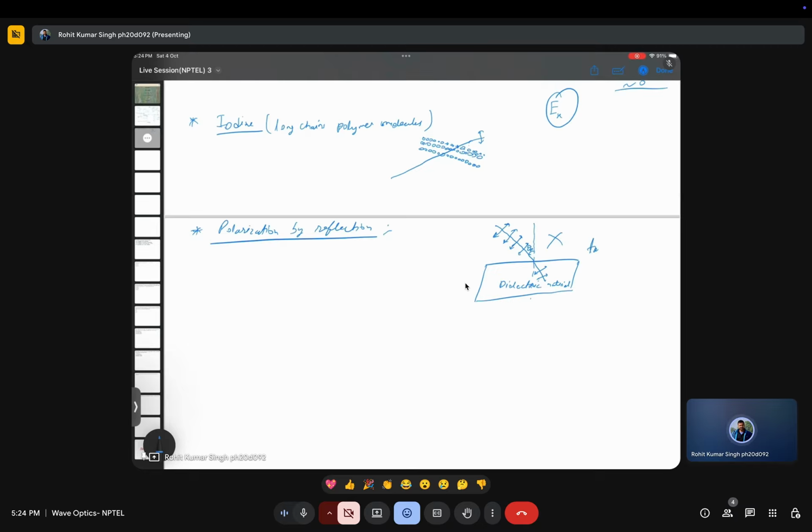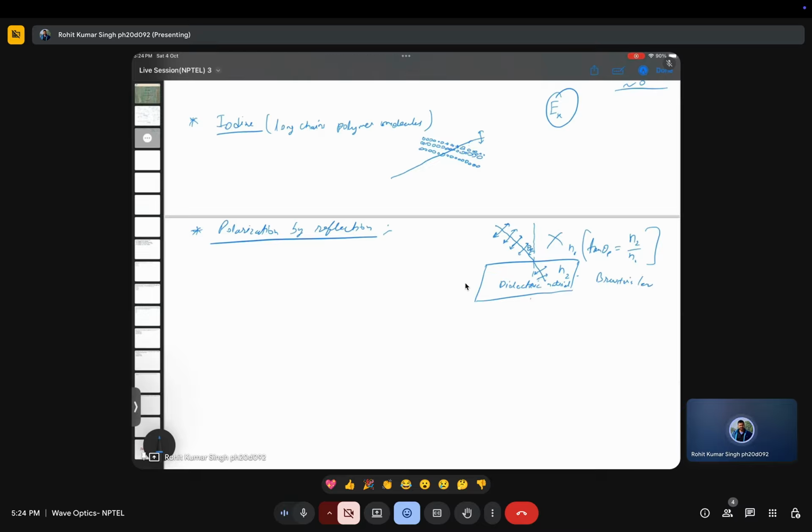And the angle at which this happens is called theta p, and is given by this formula, okay, and this law is called Brewster's law, where n2 is the refractive index of this dielectric, and n1 is the refractive index of the medium through which the light wave is coming. Okay.